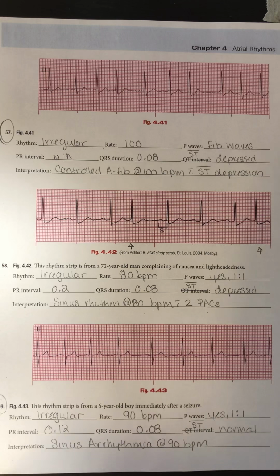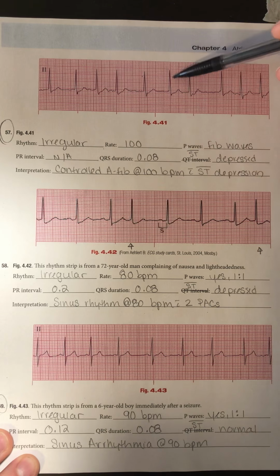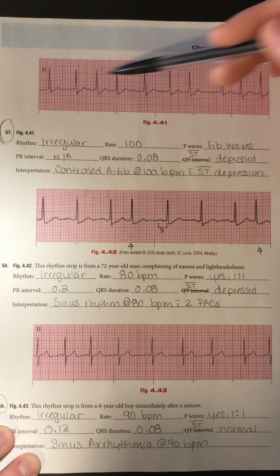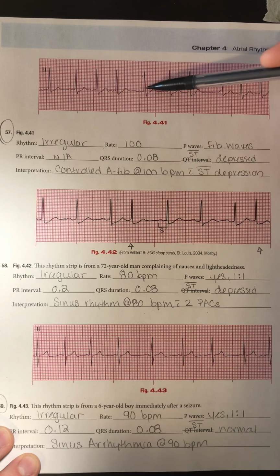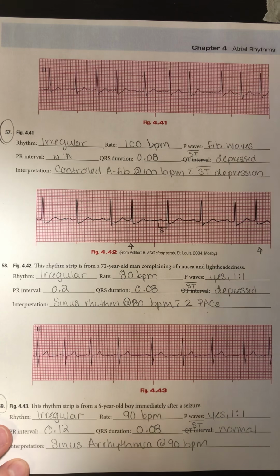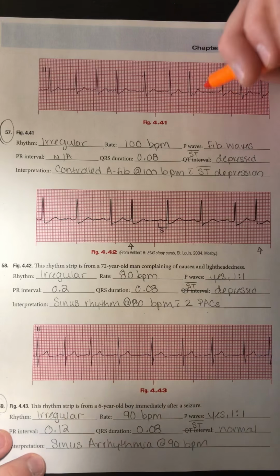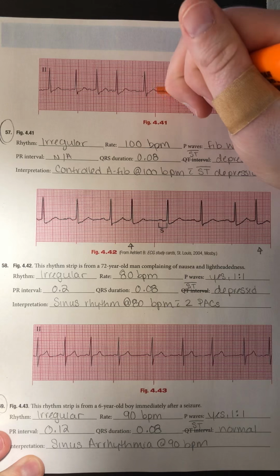All right, moving on to number 57, or figure 4.41. We can see that this rhythm is irregular, very irregular, and it's narrow, so I'm already starting to think AFib. My rate, 1, 2, 3, 4, 5, 6, 7, 8, 9, 10 times 10 gave me 100 beats per minute. I don't have any defined P waves. If you can't see P waves right off the bat, they're not there, so don't try to turn fib waves into P waves, but you can definitely see here that there are no defined P waves in that highlighted area.